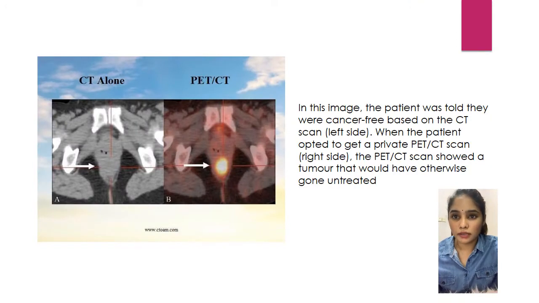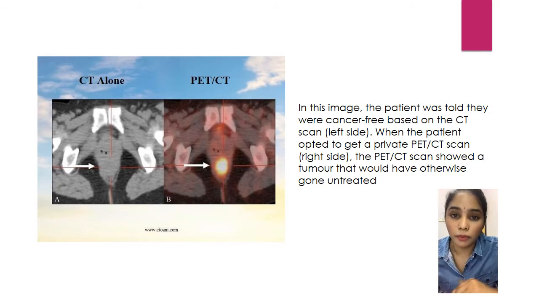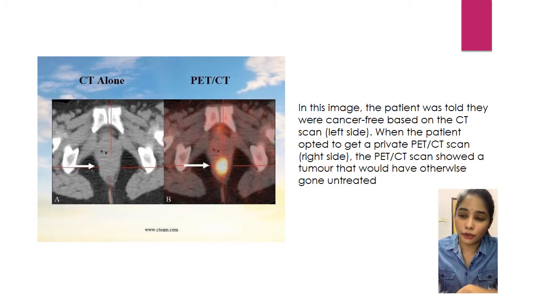As you can see in this image, on the left side it's CT and the right side is PET CT. The patient was told that they were cancer free based on the CT scan on the left side. When the patient opted to get the PET CT scan on the right side, the scan showed a tumor. So that is a very massive difference between CT and PET scan. You can see on the right side that kind of light enhancement.